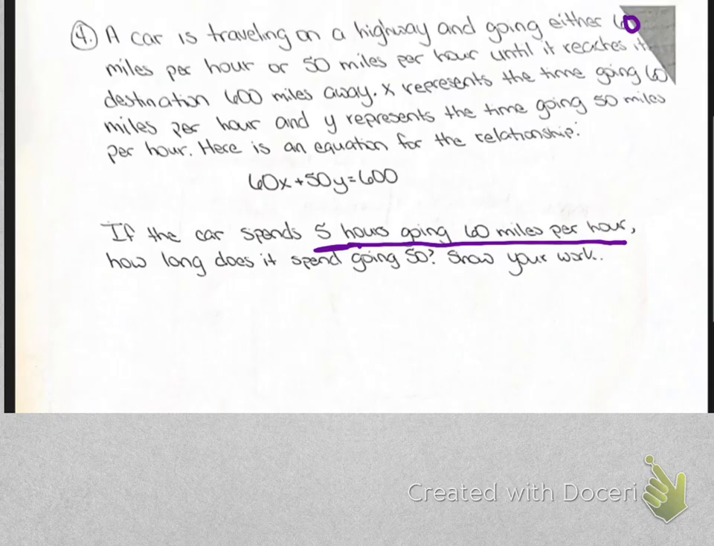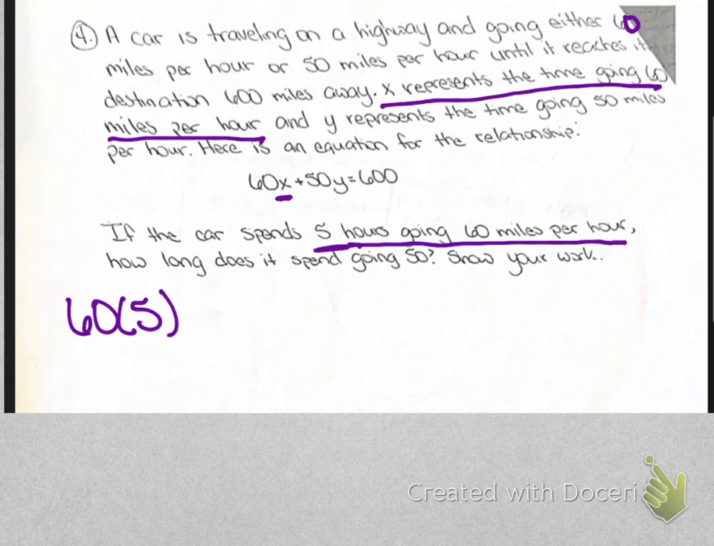So 5 is going to go with 60 because we spent that much time driving 60 miles per hour. Since that time goes with 60, it's going to plug in for X because X represents the time going 60 miles per hour. So since we went 5 hours going 60, X is going to be replaced by the 5 hours. So we're going to have 60 times 5 plus 50Y equals 600.